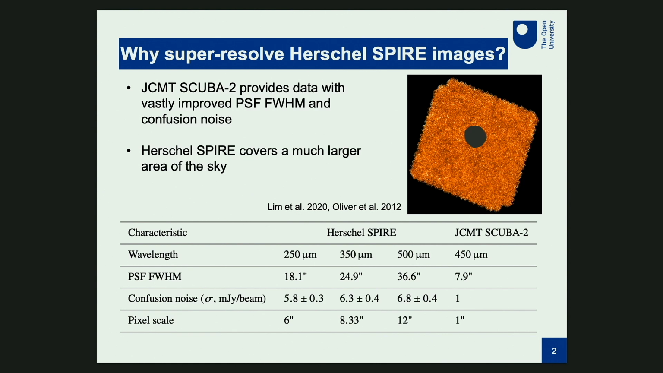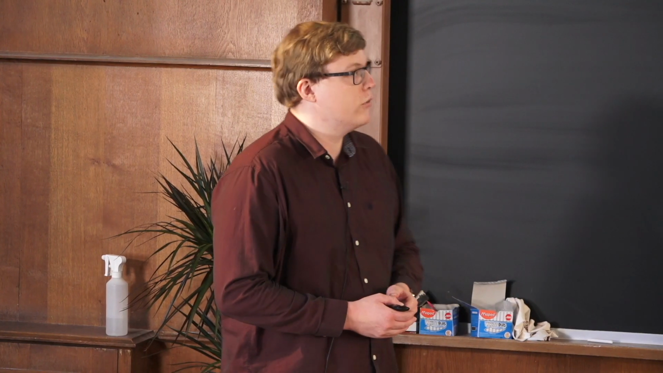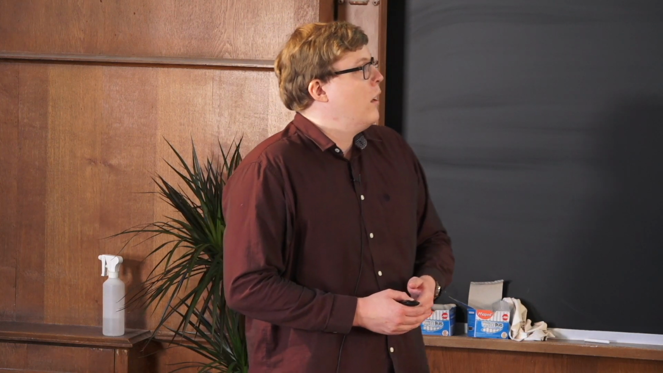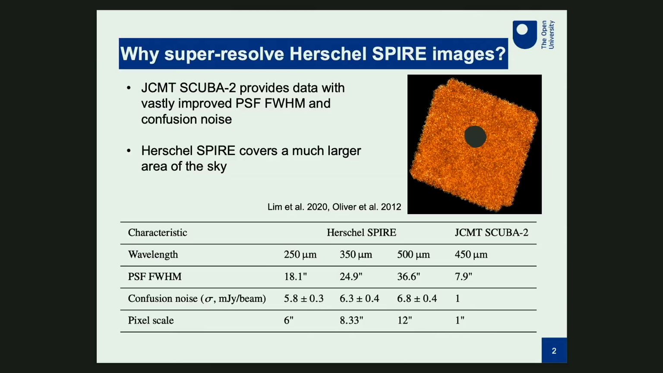If we then look at the table at the bottom and the image characteristics of the JCMT SCUBA-2 450 micrometer images compared to the Herschel SPIRE 250, 350, and 500 micrometer images, we find that when comparing JCMT against, in particular, the closest equivalent Herschel SPIRE band, the 500 micrometer band, JCMT has a much improved point spread function full width half maximum and a much improved confusion noise. So the idea really came down to, could we use the old Herschel SPIRE data to superresolve it so we could get some of the image characteristics of JCMT, and maybe we could gain some additional knowledge doing that.